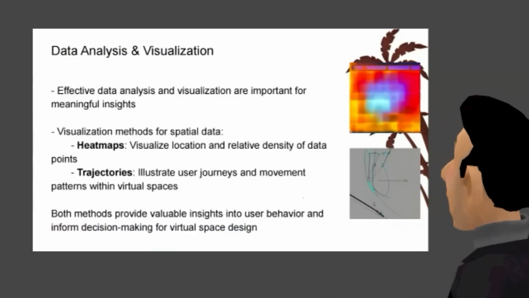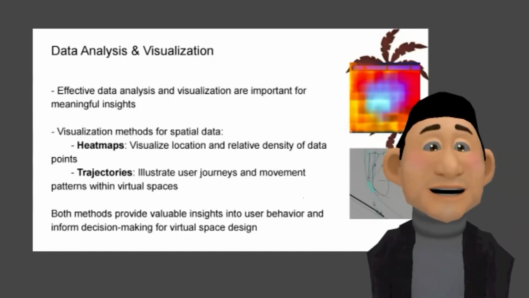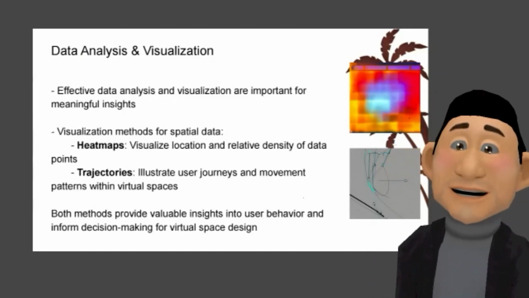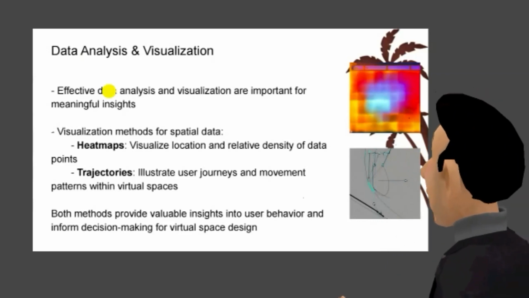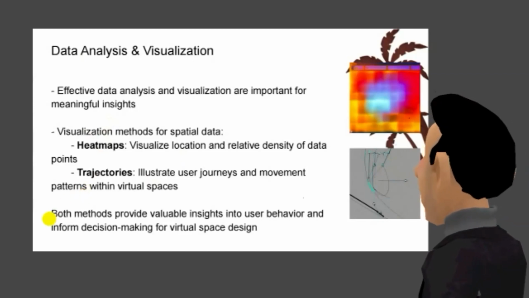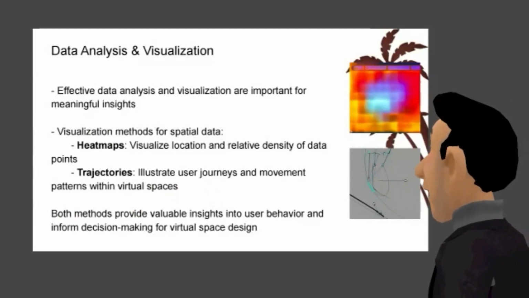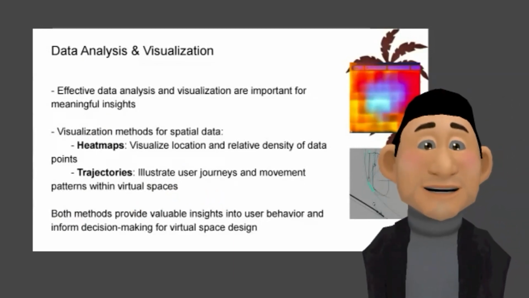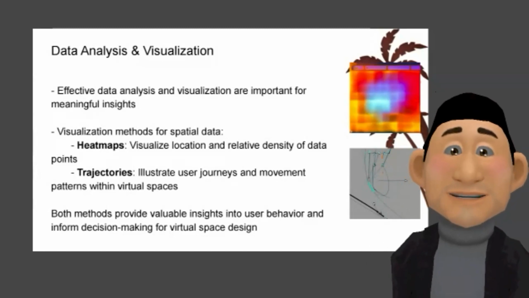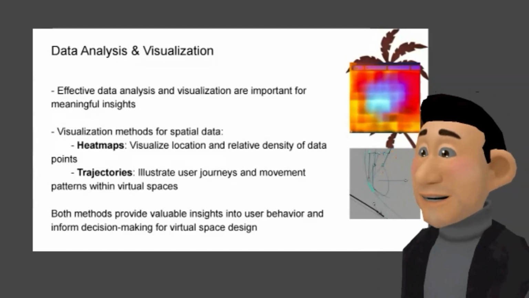So effective data analysis and visualizations are important for meaningful insights. And you can try visualization methods for spatial data like heat map to visualize location and relative densities of data points. You can use trajectories to illustrate user journeys and movement patterns within virtual spaces. And both methods provide valuable insights into user behavior and inform decision-making for virtual space design.